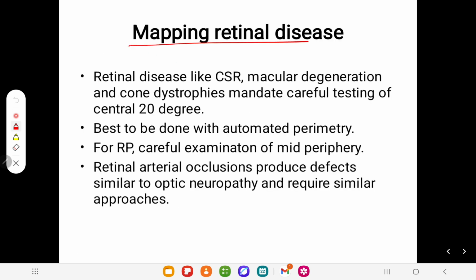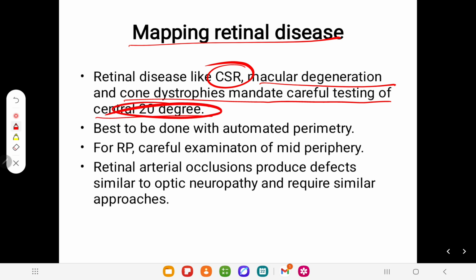Okay, picking up retinal disease. How will we map retinal disease? Retinal diseases like central serous retinopathy, macular degeneration and cone dystrophies mandate careful testing of the central 20 degrees because they are diseases of the central retina. It is best done with automated perimetry. Yes, definitely best done with automated perimetry.